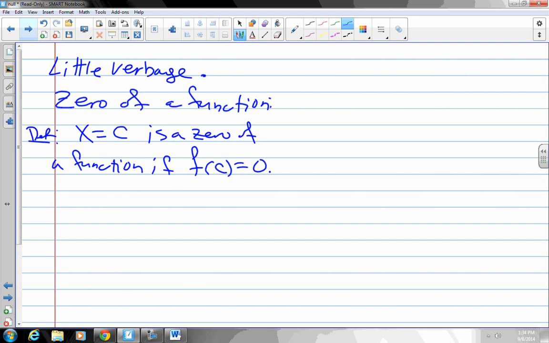I should have said x equals c is a zero of a function if and only if f of c equals 0. Do you know the difference between if and only if and just if? Well, it means it works both ways. Because if I just say if, then that works, but it doesn't mean it has to work backwards.